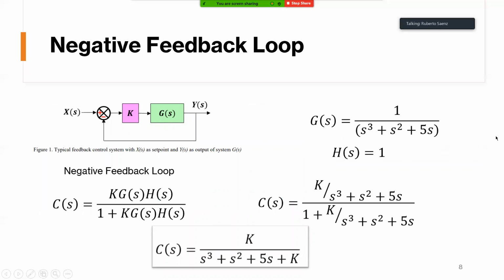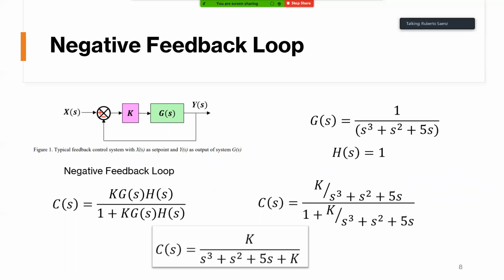Here we implemented a negative feedback loop. As you can see in figure 1, we have the general form: C of s is equal to k G of s times H of s over 1 plus k G of s times H of s. As stated before, our G of s is going to be 1 over s cubed plus s squared plus 5s, and our H of s is a unity function, so it's just going to equal 1.